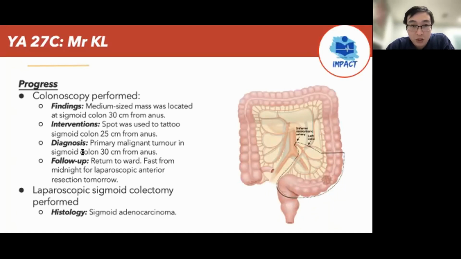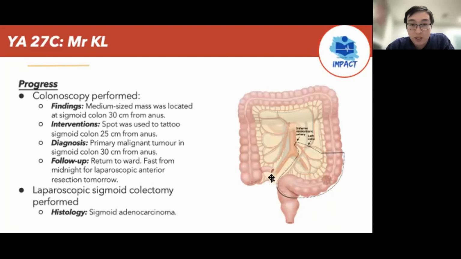The diagnosis was primary malignant tumor in the sigmoid, 30 centimeters from the anus. So this was done as an inpatient. The patient was returned to the ward, and then the next day, so this was done in the afternoon, we fasted the patient from midnight for a laparoscopic anterior resection, more specifically a sigmoid colectomy.